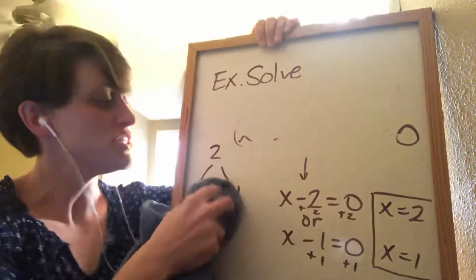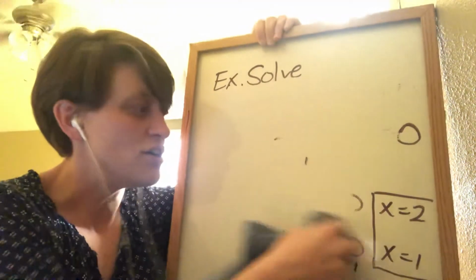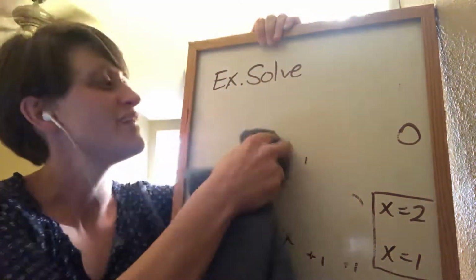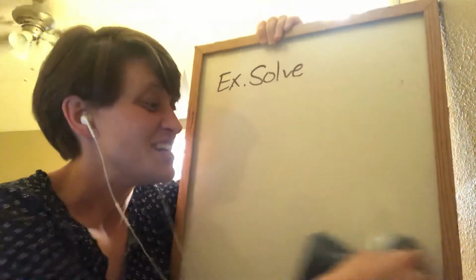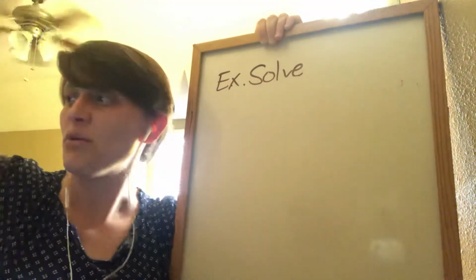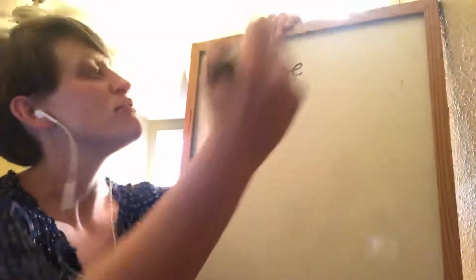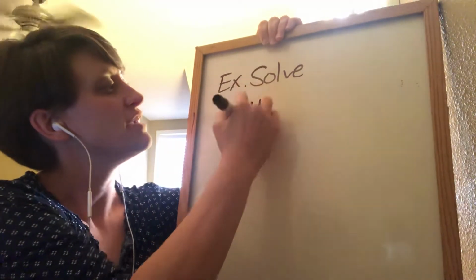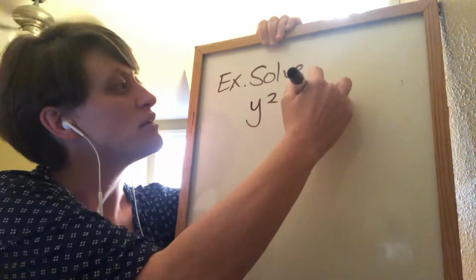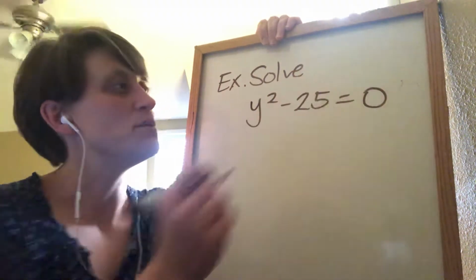All right, now the instructions in your notes just say solve. It might say solve. No, they say solve by factoring. My instructions just say solve. We're going to talk about different ways to solve these in future lessons, but for now we're solving by factoring. So let's look at y squared minus 25 equals 0.